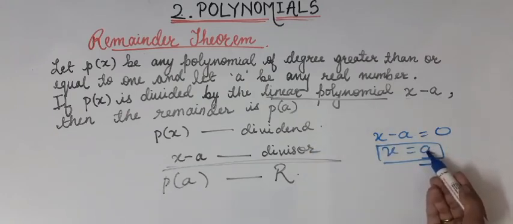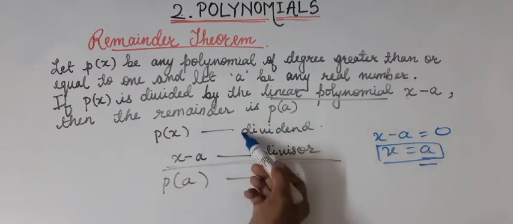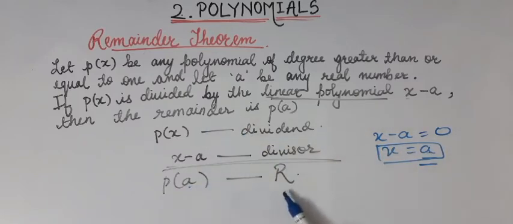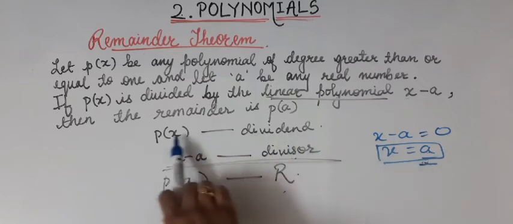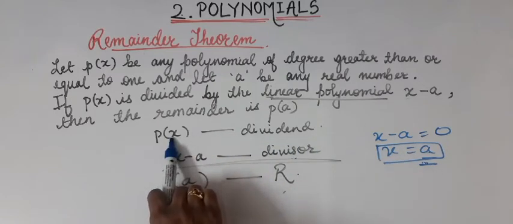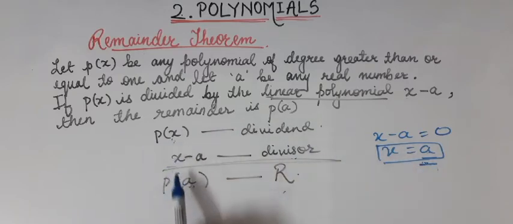So a is the 0 of the divisor. If we replace x with that a, that 0, in the dividend, we will get the remainder. It is so simple. To get a remainder without actually performing the long division method, we can find the remainder directly using this remainder theorem. How? We first find the 0 of the divisor, in this case a, and simply put that 0 in your dividend in place of x. It will become p of a, and it will be nothing but the remainder.